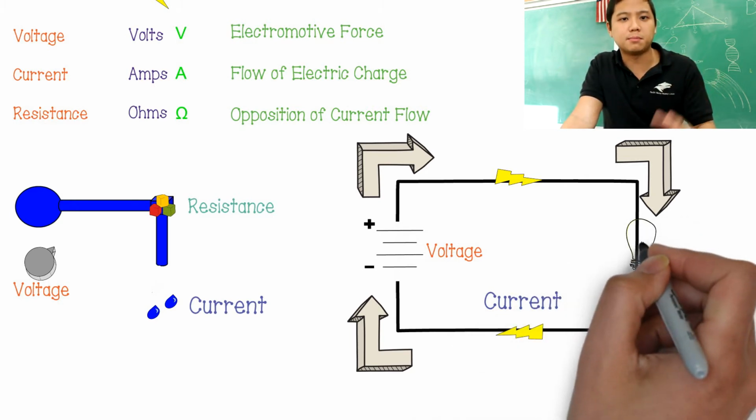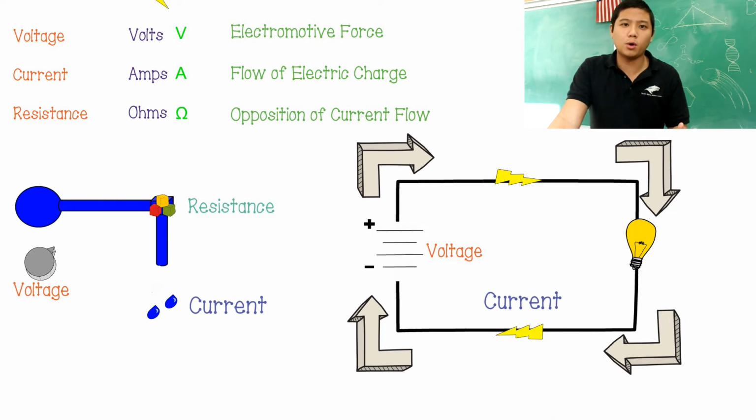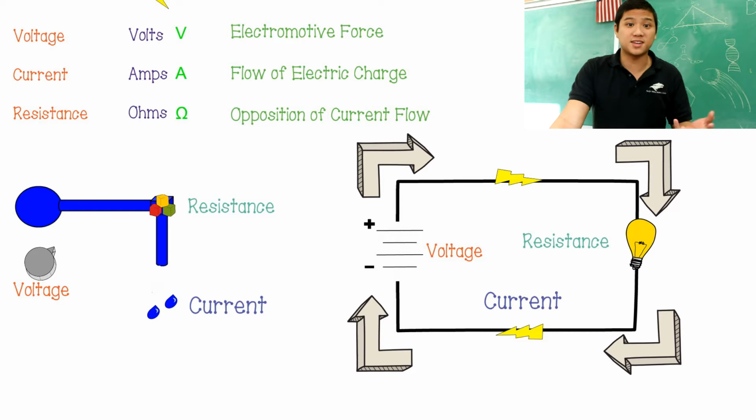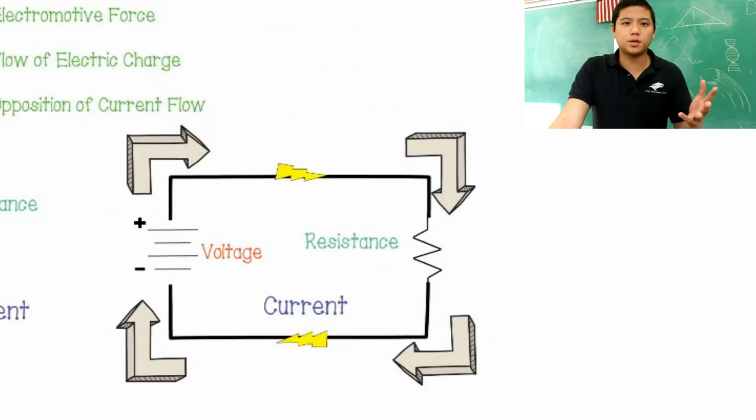Now let's actually power something with our circuit. So let's put in a light bulb. Now this light bulb is going to oppose the flow of current, and as it opposes the flow of current, it's going to light up. And we can represent any type of resistor with this symbol here. And so there we go. In our circuit, we now have identified the voltage, the current, and the resistance.